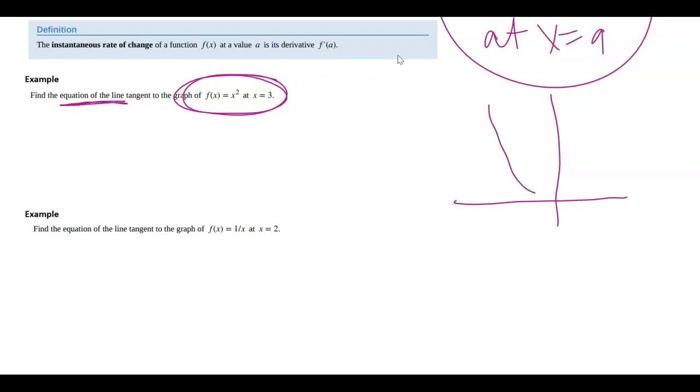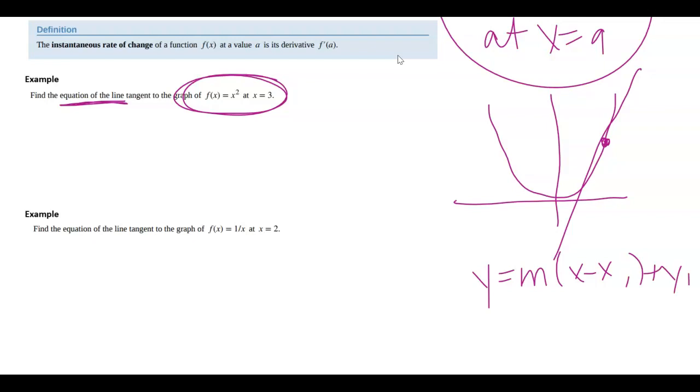So I have my parent function. I'm here at x equals 3, and I want to find the equation of this line. So I'm going to use point slope form in order to do that. And I know that this is the point on the graph, (3, 9), since 3 squared would be 9. The question is, what's the slope of that line?